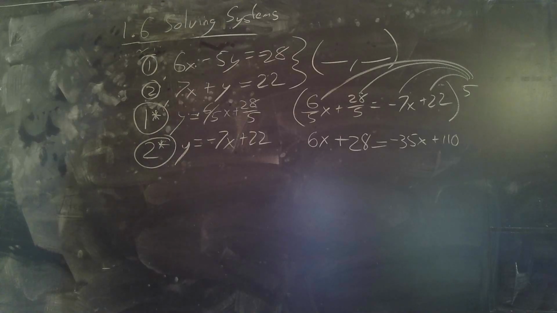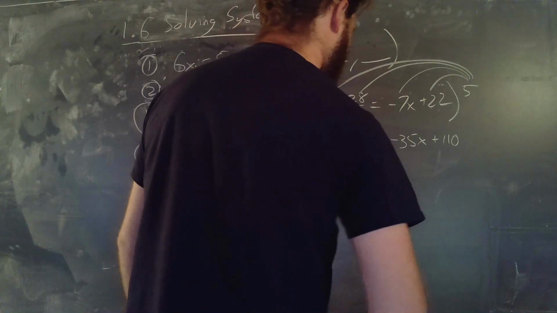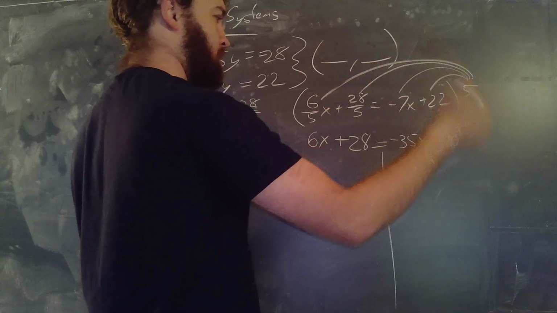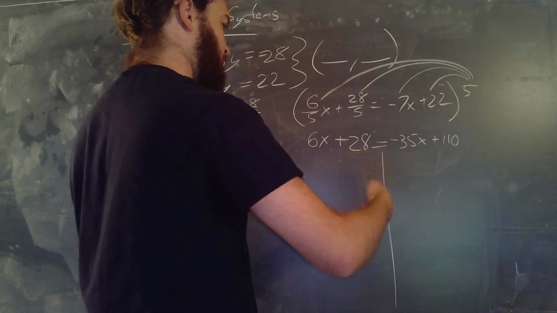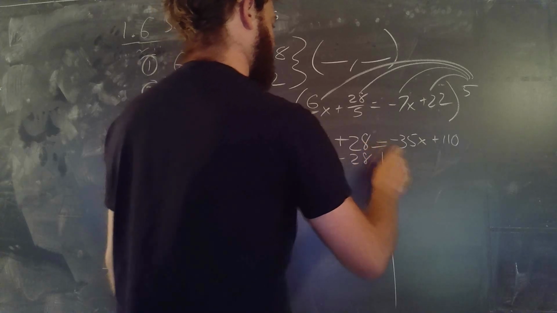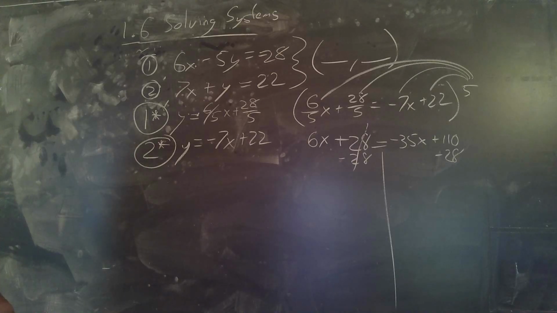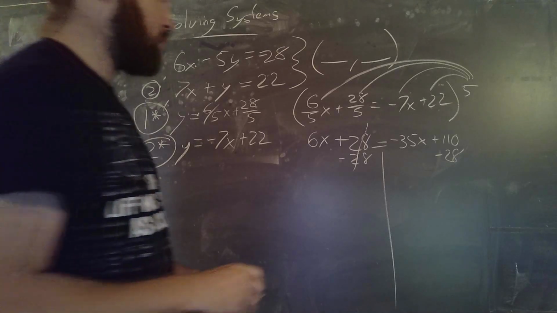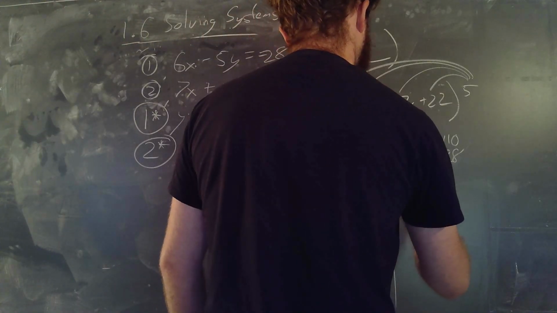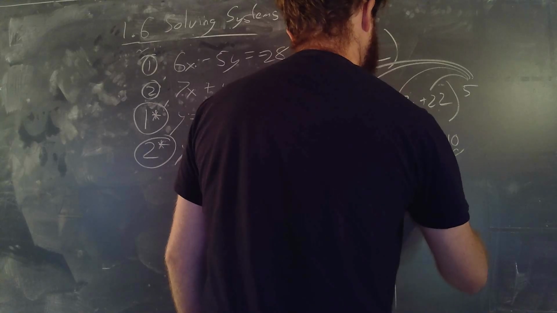Now we're ready to continue our solving process. Remember, we'd like to put all the numbers on the right and the letters to the left. I can do this by subtracting 28. That'll have the effect of canceling the 28 from the left-hand side, and then 110 minus 28 will just be 82.